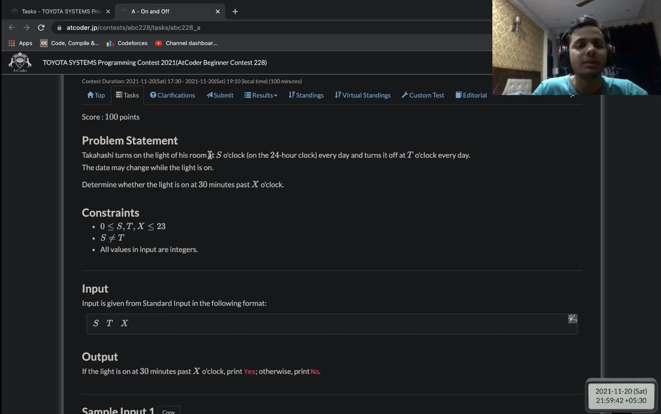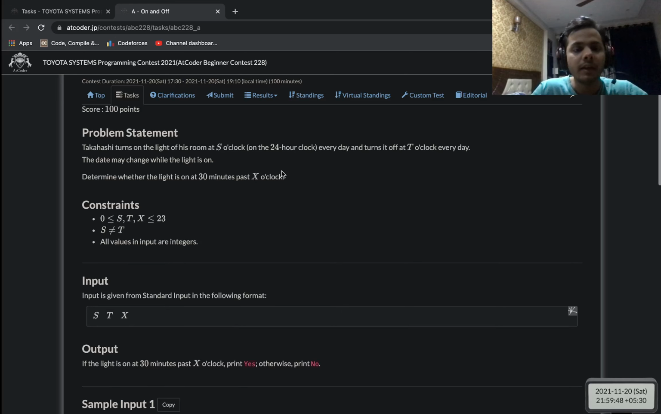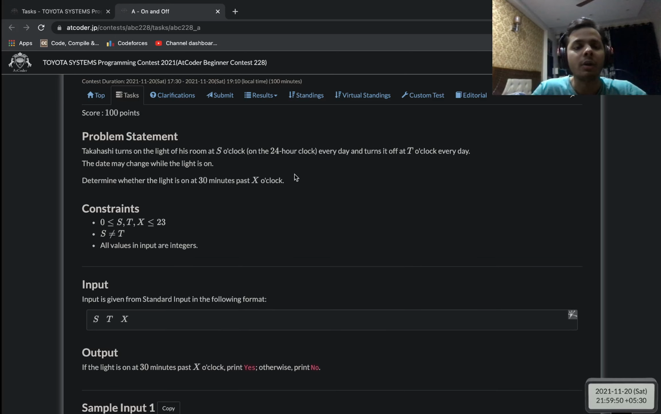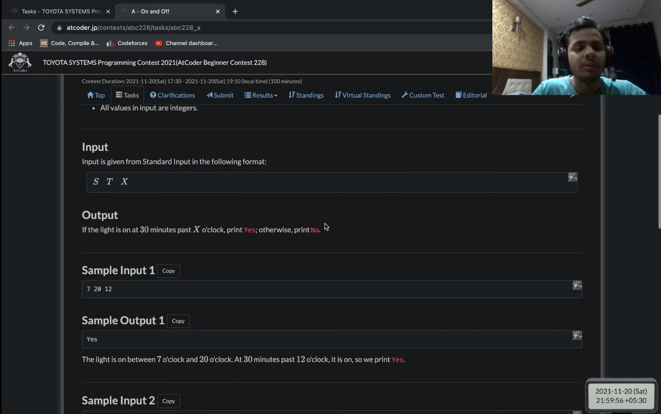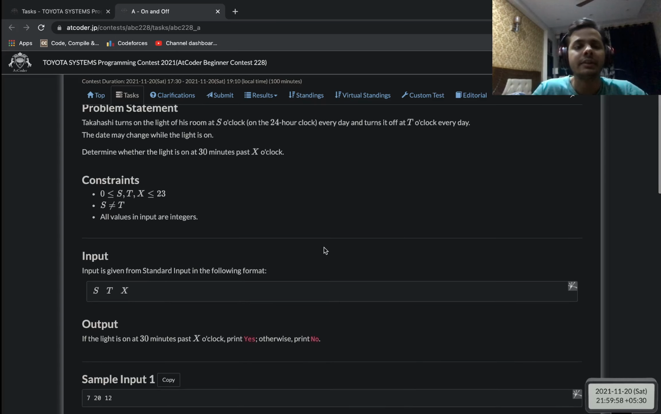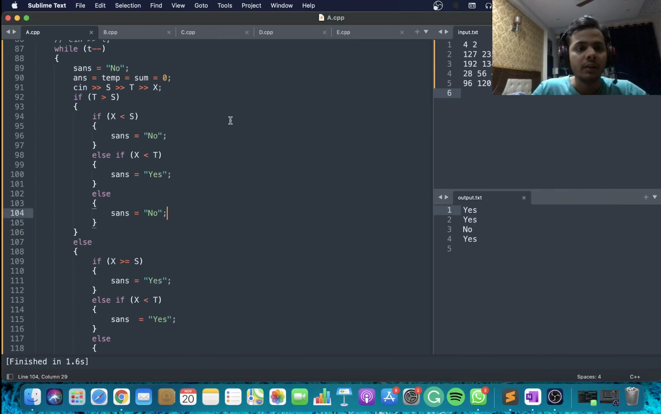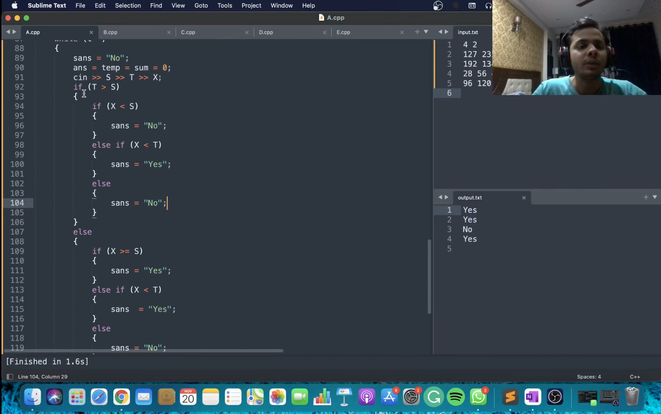So instead of the clock, we have a light. Actually, the light is turned on at S o'clock and it is turned off at T o'clock. And we need to determine whether the light is on or off at time equals X plus 30 hours. Right, this is all the information given to us and it will be better to understand the solution through the code. So really what we have here is we have 2 cases.